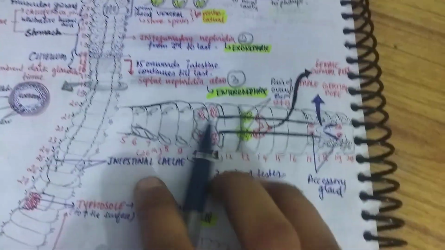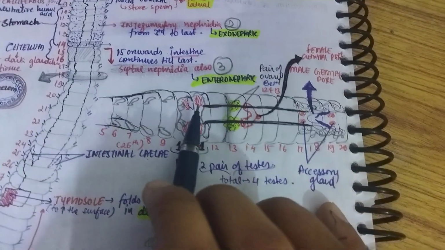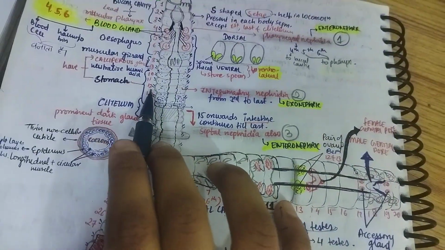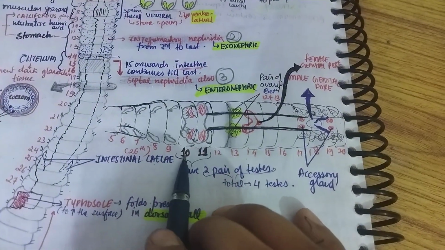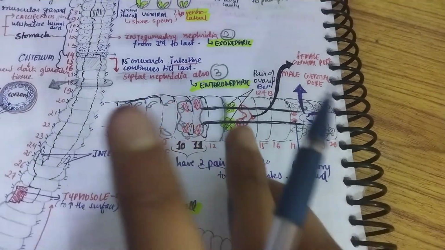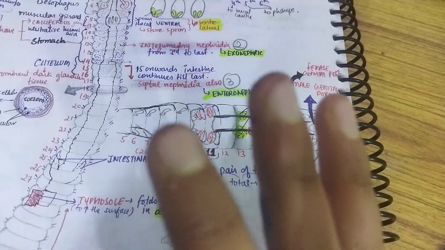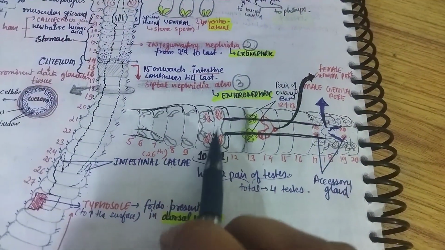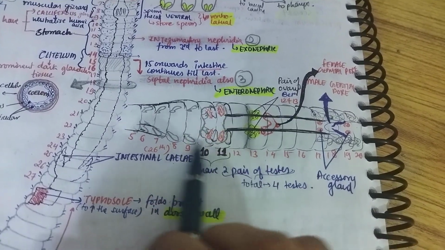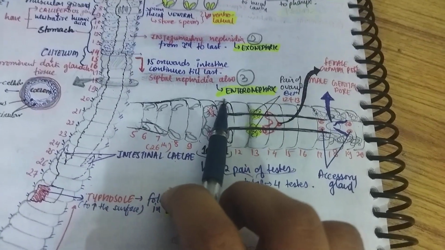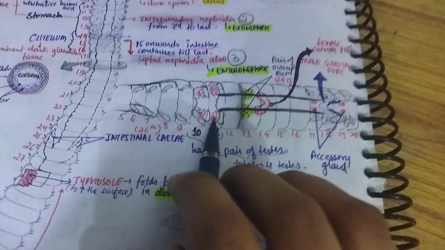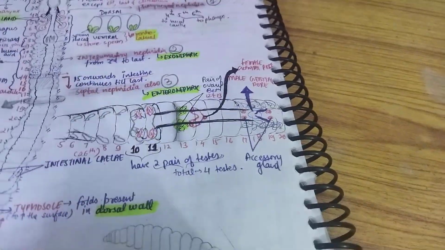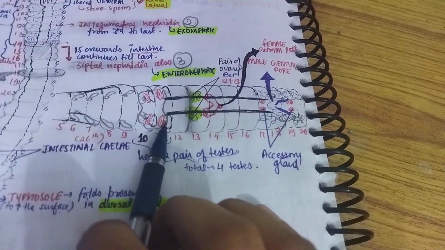Then let us complete the male reproductive system. As I told you, the stomach and male testes start from the same segment, that is the 10th segment. There are two pairs of testes, that means there are a total of 4 testes, enclosed within the testis sac. Then it has these red colored structures, the spermicudal funnels.